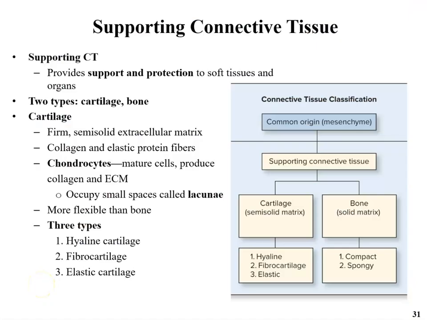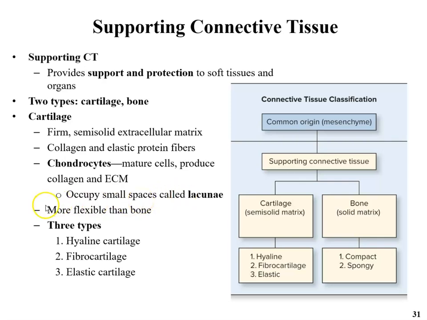Okay, so supporting connective tissue, like the name suggests, provides support and protection to soft tissues and organs. We mentioned there's two types. There's cartilage and there's bone. So the first type we'll talk about is cartilage. This has an extracellular matrix that is firm and semi-solid. Cartilage has a lot of collagen and elastic protein fibers, and its resident cells are chondrocytes, which are mature cells that produce collagen and the extracellular matrix. And they occupy small spaces called lacunae.